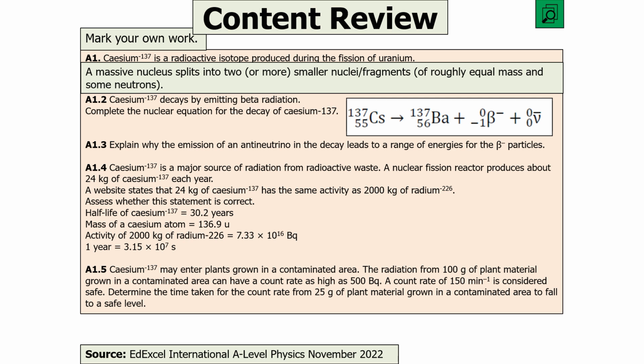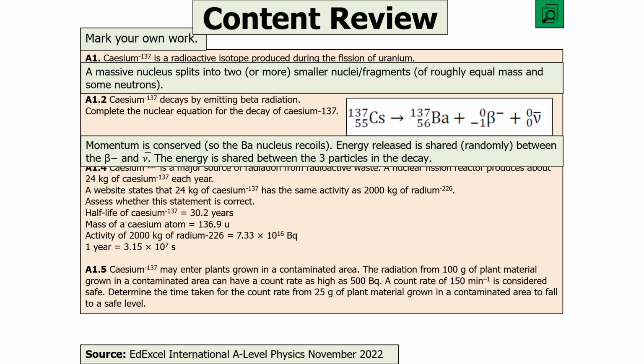Now when you have an antineutrino in the decay, you need to conserve lepton number. Well, it will conserve momentum because the nucleus will also recoil. So this will lead to energy being released and shared randomly between the beta minus particle and the neutrino. So therefore, instead of just being between two particles, it's now between three particles in the decay, leading to a variety of speeds.